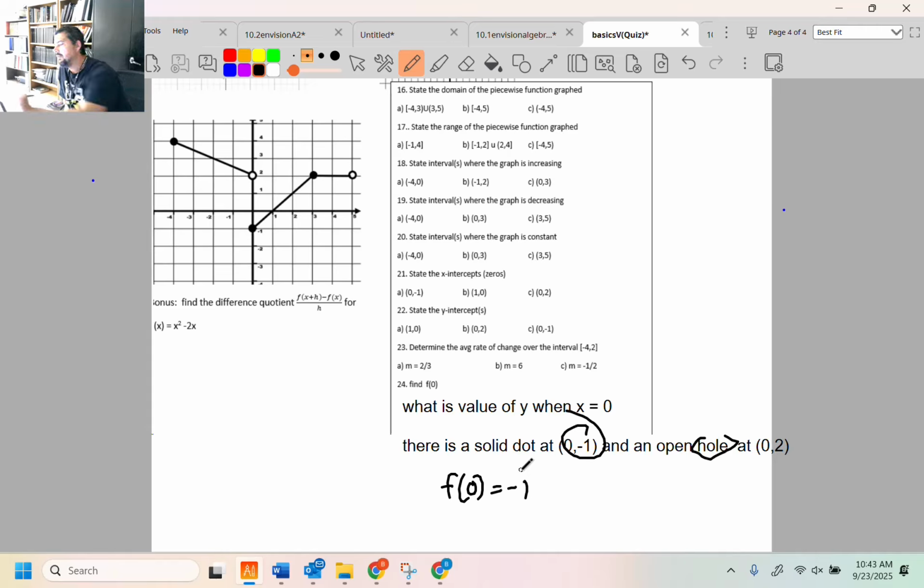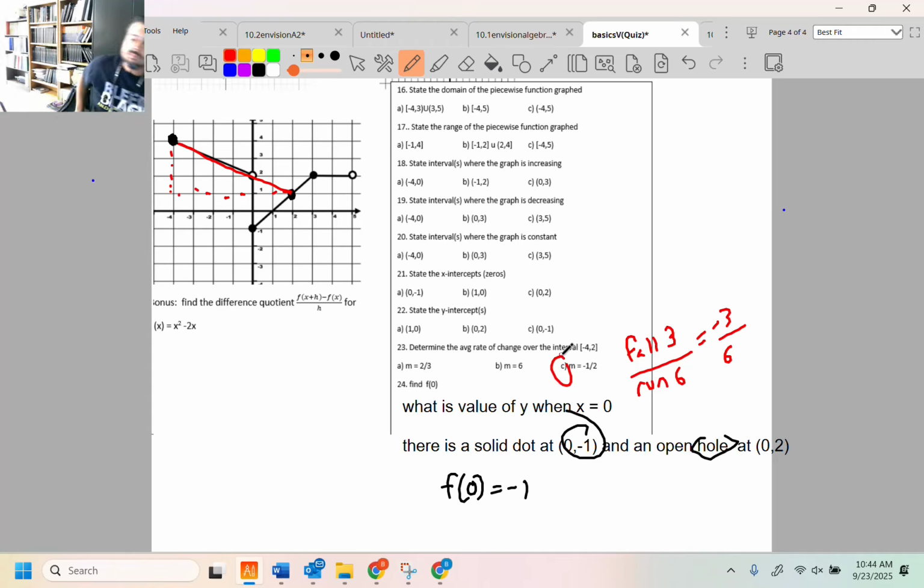Here we have average rate of change, for the interval from -4 to 2. And it doesn't really matter how many times I talk about this. You put a dot when x is -4. You put a dot when x is 2. And then you go back to that middle school mentality and you connect the dots. And you think, okay, I fall 3, and I run 6. Now because I fell, it's negative. And -3 over 6 is -1/2.